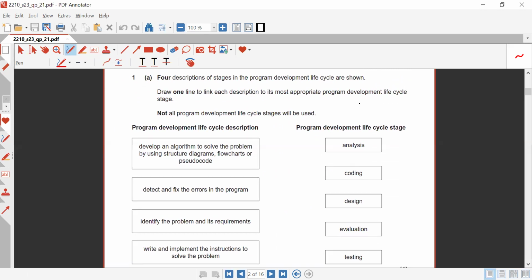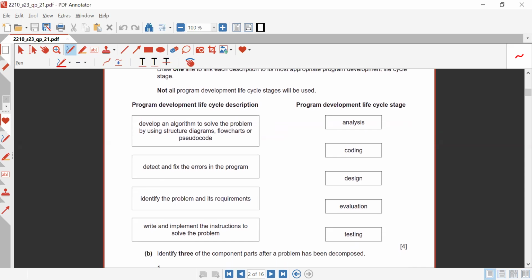That means we do have the stages like analysis, then we do have design, then we do have coding, then we do have testing, and finally we do have implementation or maintenance. Okay, now they are saying with the first one, develop an algorithm to solve the problem by using structure diagrams, flowcharts, or pseudocodes. So obviously it will be the second phase that is known as design.